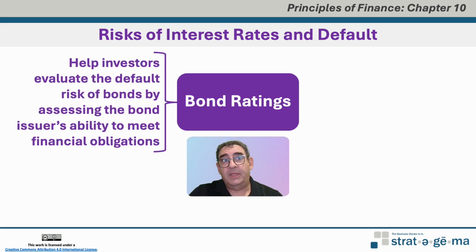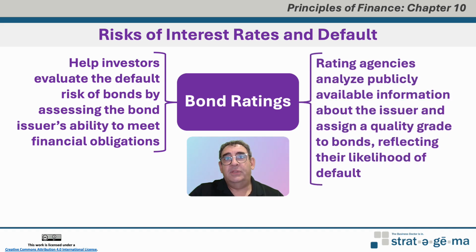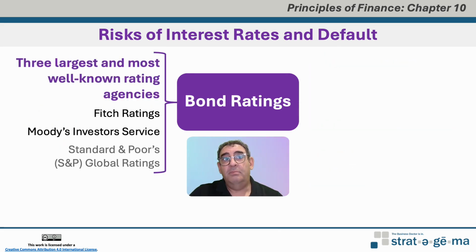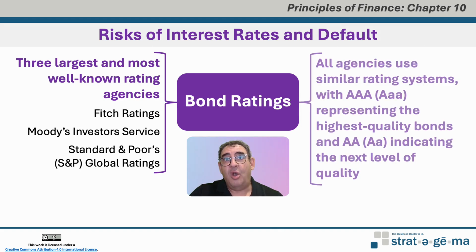Bond ratings help investors evaluate the different risks of bonds by assessing the issuer's ability to meet those financial obligations. The rating agencies will publicize this information about the issuer, assign a quality grade to the bonds that reflects their likelihood of default. So the three most common and well-known rating agencies are Fitch, Moody's, and Standard & Poor's. They all use similar ratings. AAA is the highest quality, AA is the next level of quality, triple B, etc.